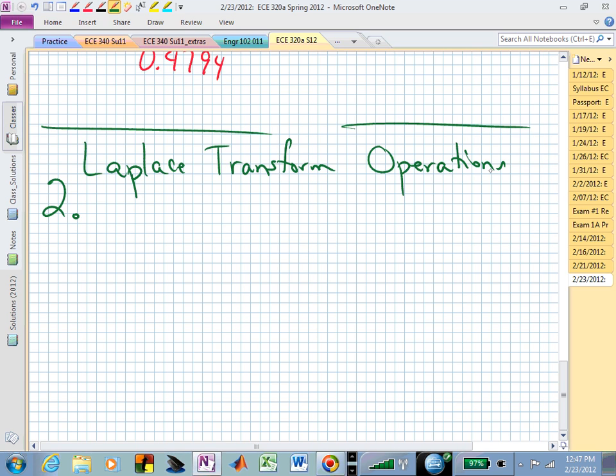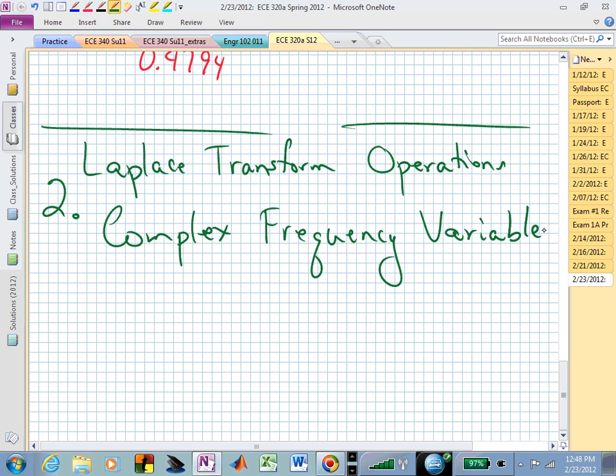Let's now talk about Laplace transform operations, or operational transform, or Laplace transform theorems. Here I'm going to say number 2. We just talked about the shifting theorem where we shift the time. Now let's actually worry about shifting the frequency variable. So I'll call this the complex frequency variable, or just think S. That's S. And what we want to do is translate that.